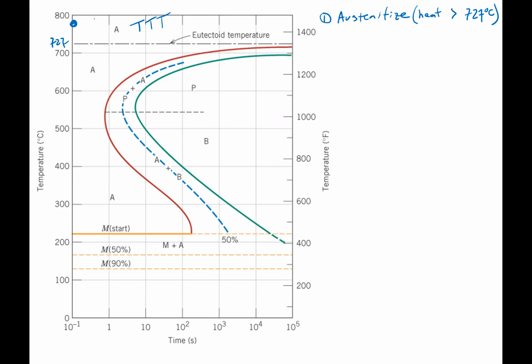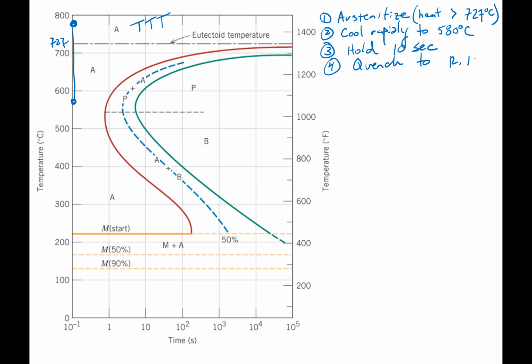So I'm going to be sitting up here in my austenite region, and I give it enough time so that I have 100% austenite for my structure. Then I'm going to cool rapidly. Sometimes we'll just say quench to, let's say maybe 580 degrees C. So I'm going to drop to about 580. And then here at step 3, I'm going to hold for, let's say, 10 seconds. And then I'm going to quench down to room temperature.